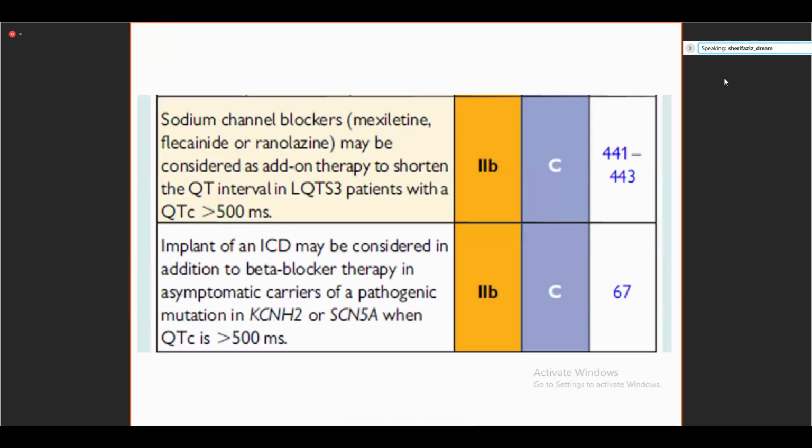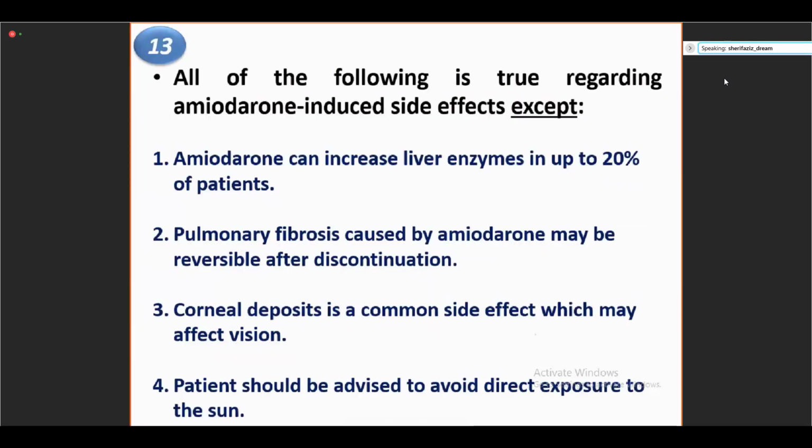We can see that long QT type 3 is not a potassium channelopathy. It is a sodium channelopathy. Mexiletine, of course, flecainide or ranolazine may be considered as add-on therapy to shorten the QT. So long QT type 3 is a different type of long QT syndrome. Let's move to the next question, please, Dr. Ahmed.